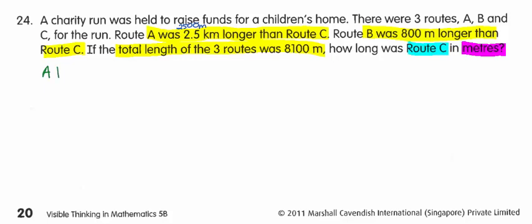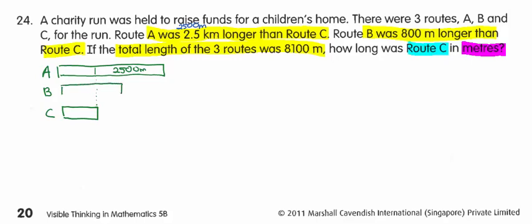A is 2.5 longer than C. Okay, now because I'm going to have B here, so I'll leave a bit of space here. So I'll put C here. Okay, draw a dotted line so that I know where it ends. So this is 2500 meters. So A is 2500 meters longer than C. Now B is 800 meters longer than C. So B will be slightly longer as well. So this is 800 meters longer than C. So because of that, this is 1 unit, 1 unit, 1 unit, because they're all equal. And the total length of the routes was 8100.